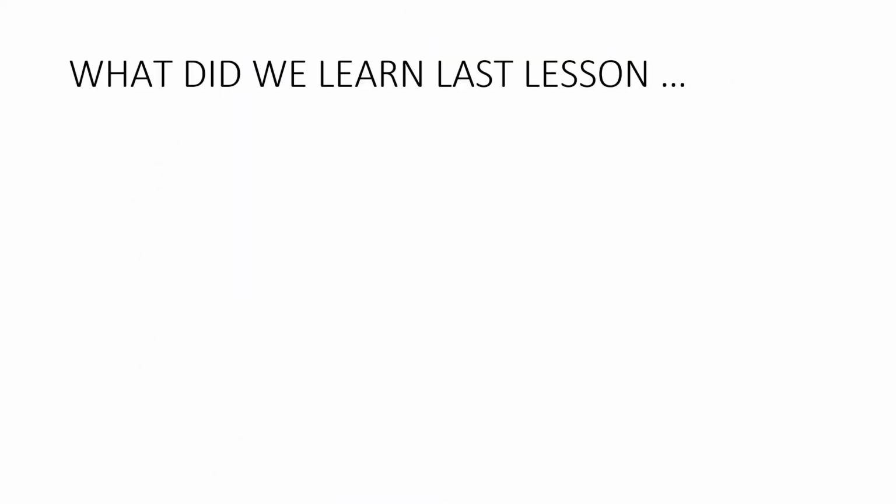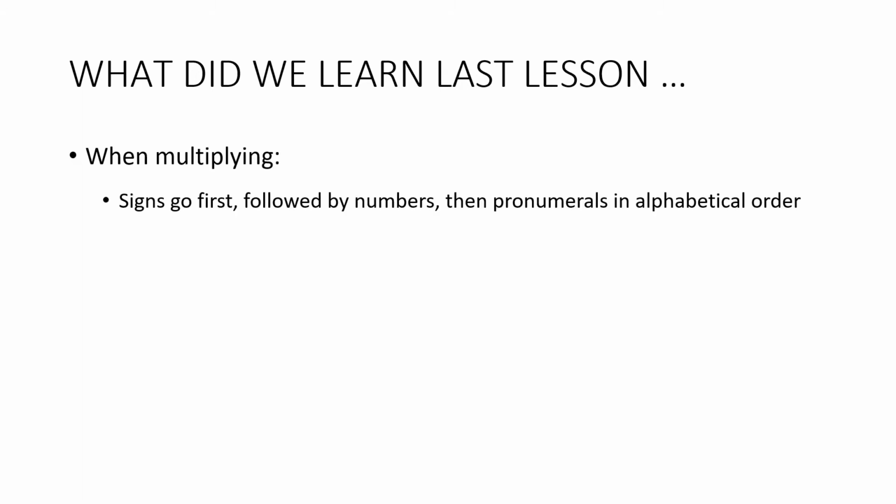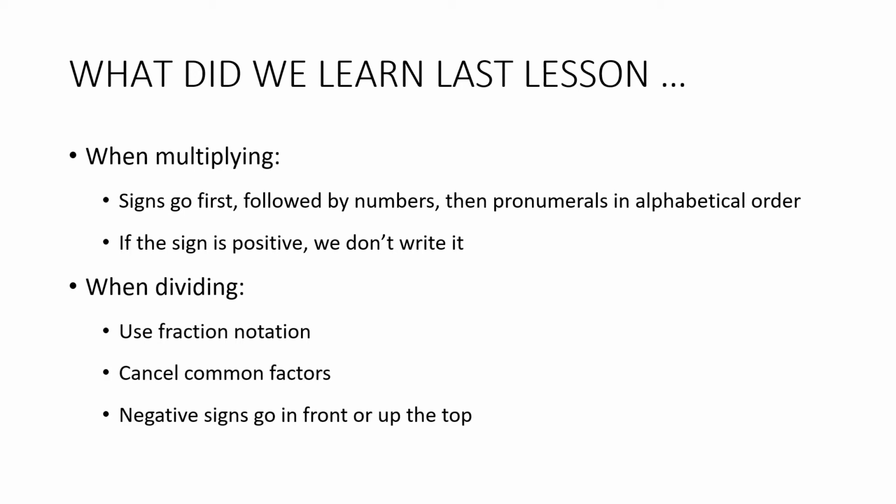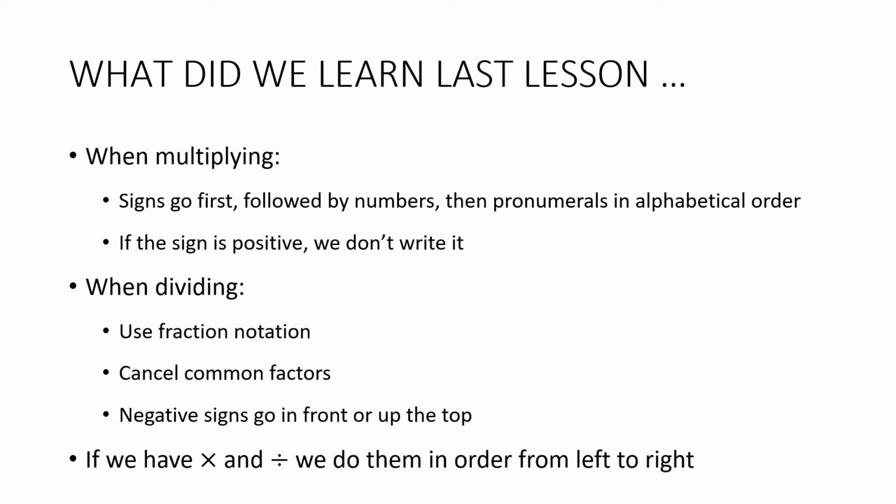Let's have a look at what we learnt last lesson though. We learnt that when we're multiplying, the signs go first, followed by the numbers, and then the pronumerals in alphabetical order. We learnt that if the sign is positive, we don't write it. We learnt that when we're dividing, we use fraction notation, we cancel common factors, and the negative signs go in front or up the top. And then finally we learnt that if we've got times and divide in the same question, we do them in order from left to right.